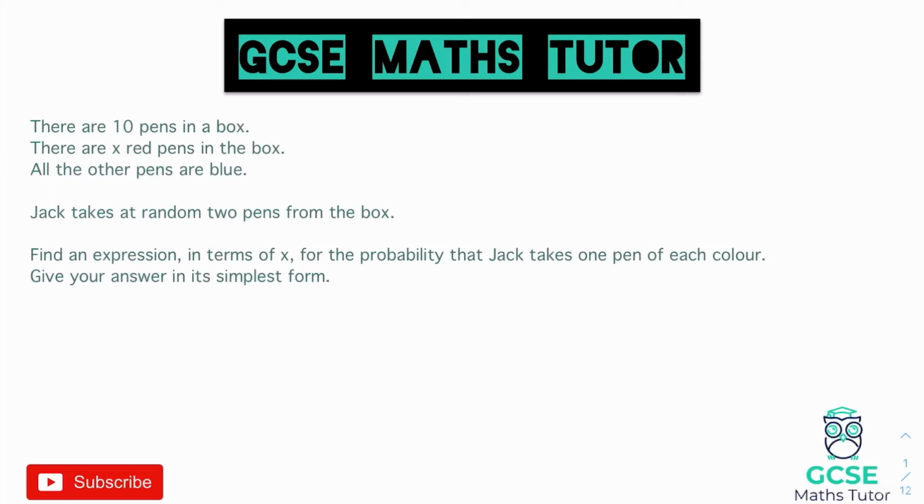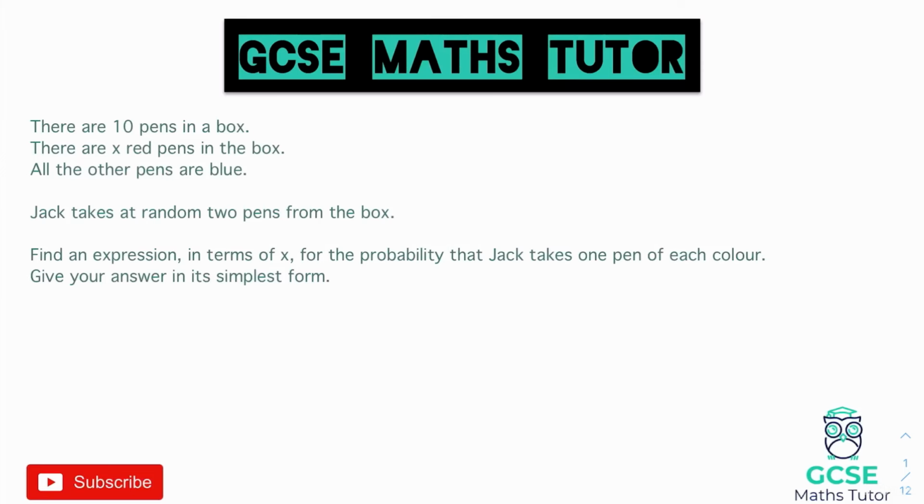Okay, so for our second question, we're going to have a look at using a bit of a probability tree. So it says here there are 10 pens in a box, there are X red pens in the box, and all other pens are blue. Jack takes at random 2 pens from the box. Find an expression in terms of X for the probability that Jack takes 1 pen of each colour, and give your answer in its simplest form.